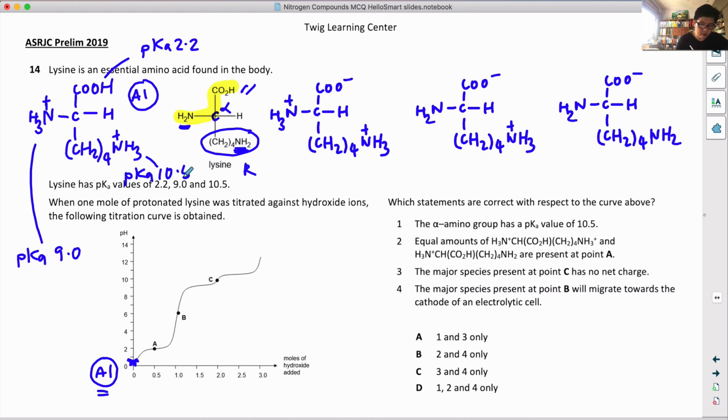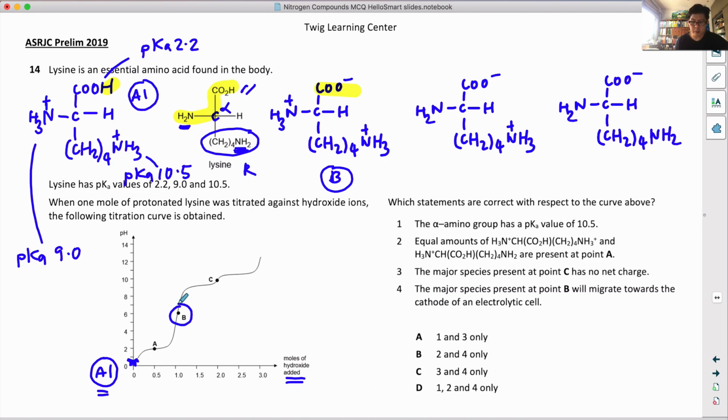Once you add a base, sodium hydroxide, the most acidic one will get neutralized first. So I'm just going to draw this. This is what happens. The most acidic group, which is COOH, will lose the H plus and become COO minus. I'm going to call this B. In fact, it's already written down for you. So this is B.